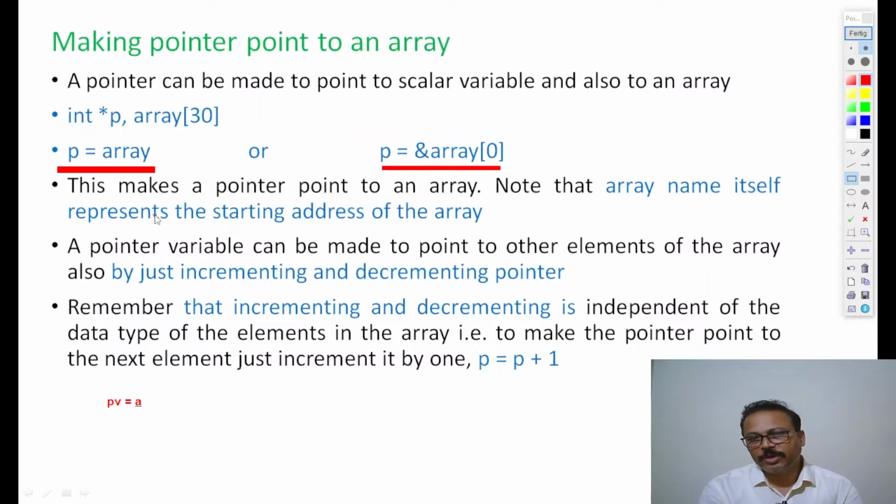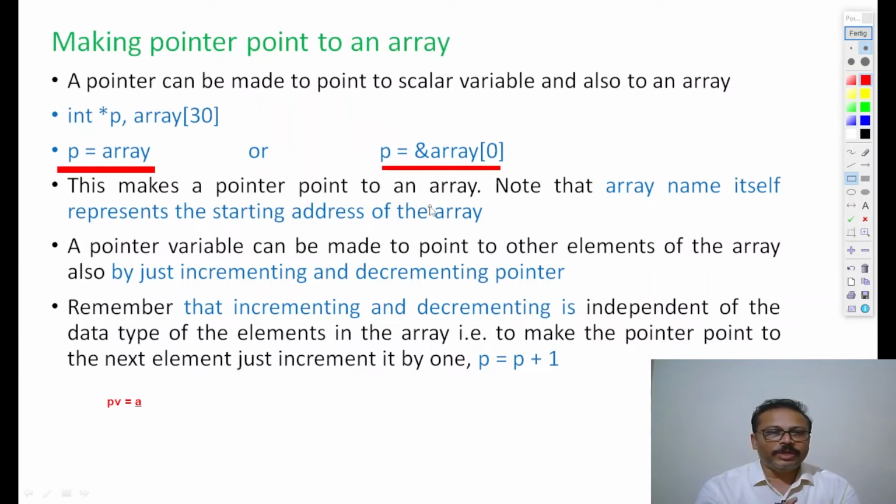The reason, we already discussed in the strings part. What is the reason? Because the array name itself represents the starting address. So here the array name is nothing but array, so it itself represents the starting address. Otherwise, to be explicit, you can write the address of array of 0, that means the starting address. So this makes a pointer point to an array. Note that the array name itself represents the starting address of the array.